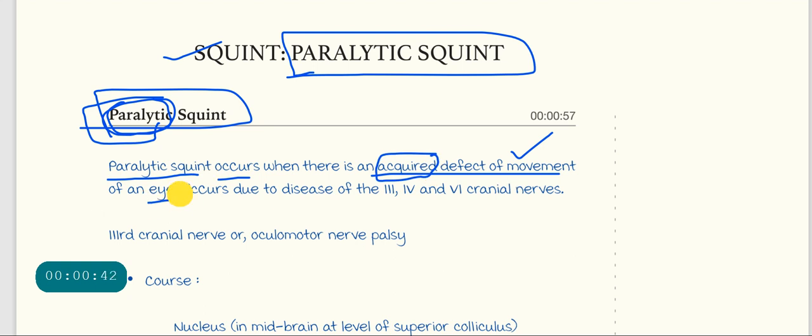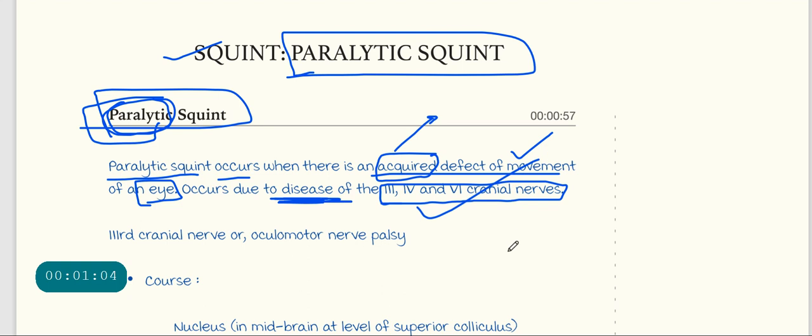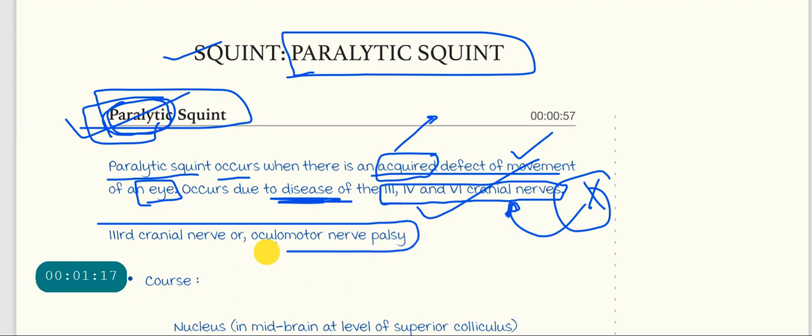And there is a defect of movement in the eyeball. Okay, this acquired defect can be due to damage, destruction, or trauma, injury. Okay, and this occurs via disease in the third, fourth, and the sixth cranial nerves, which are responsible for the ocular movement. So any damage, any trauma in these muscles, in these nerves, will lead to paralytic squint. So let us see different types of paralysis due to different types of cranial injuries.